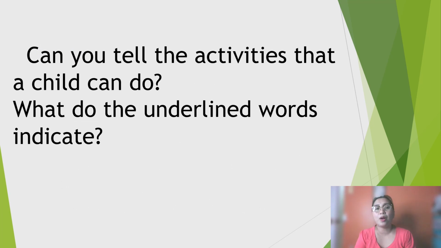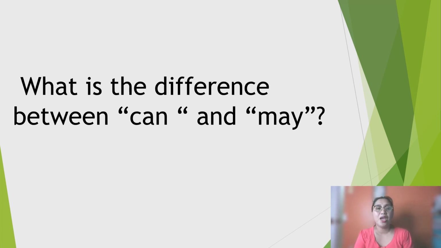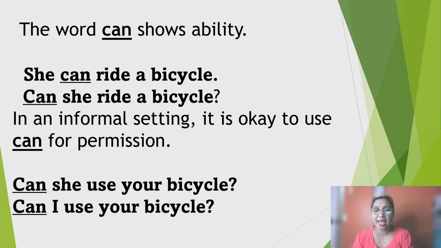Okay? Now, can you tell the activities that a child can do? Okay. So, the child can sing, can do many things. What do the underlined words indicate? Okay, the underlined words indicate about the things that they can do and about the things that he may do. Okay, now, what is the difference between can and may? Do you know the difference? Okay, now, the word can shows the ability to do something.